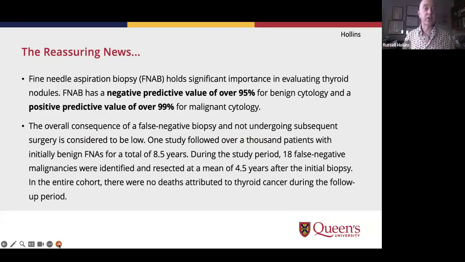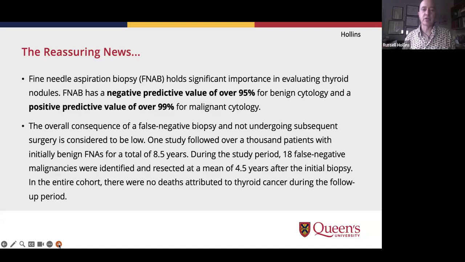So I have some reassuring news. Again, the fine needle biopsy holds significant importance in evaluating the nodules. The negative predictive value is 95% for benign cytology, and the positive predictive value is over 99%. So if I get a biopsy that says it's likely malignant or is malignant, I trust that that person is probably going to have part of their thyroid removed.